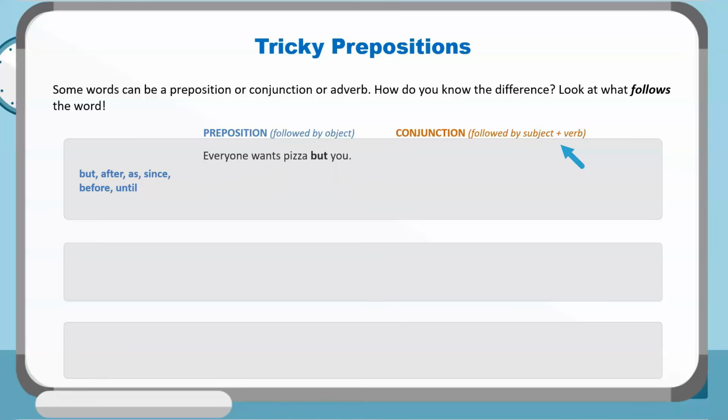Here's an example. Everyone wants pizza but you. In this sentence, but is a preposition. How do we know that? Because it's followed by the pronoun you. So you is the object of the preposition but.